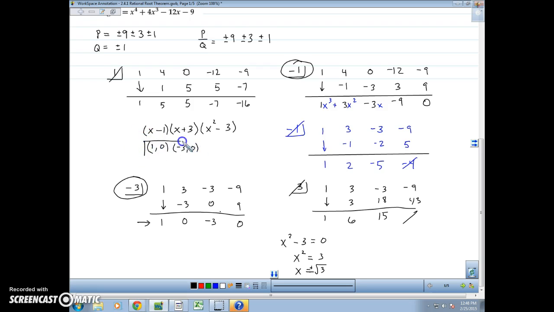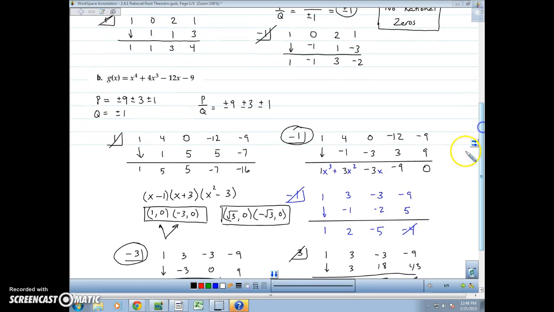There are four total zeros, it's just these two are the only rational ones, and then your irrational ones are at square root of 3, 0, and negative square root of 3, 0. So if we're strictly doing what the instructions say, the instructions just want us to find these two. But we should be able to find these as well. Okay, so I'll give you 2 to try on your own.